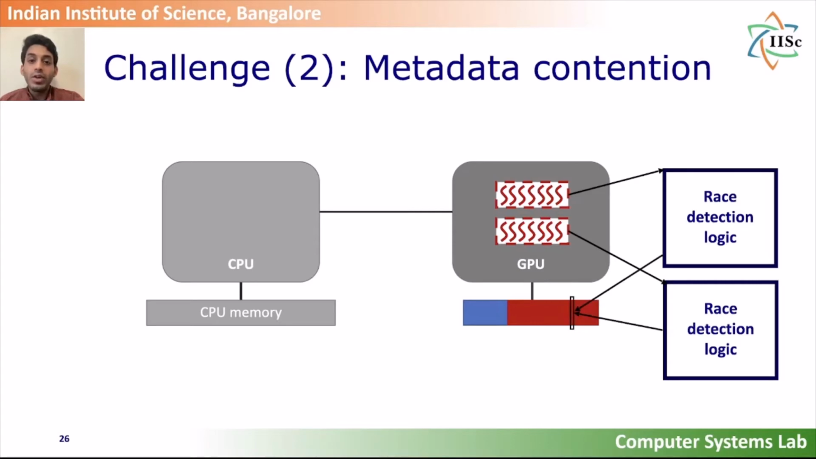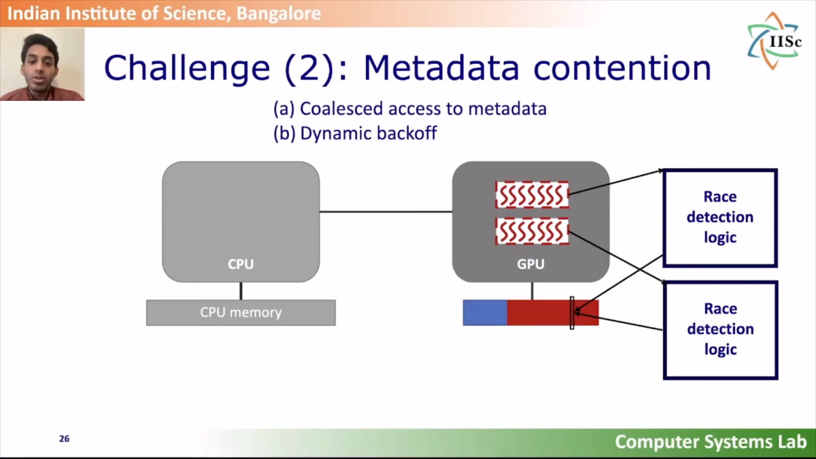Another problem that arises is when multiple threads access a common data location. For correctness of race detection, the accesses to metadata and race detection logic must be serialized. We do this by using fine-grained locking for each metadata unit. The resulting serialization and contention is adverse to the performance of a GPU, which relies on parallelism. To address this, we use two techniques.